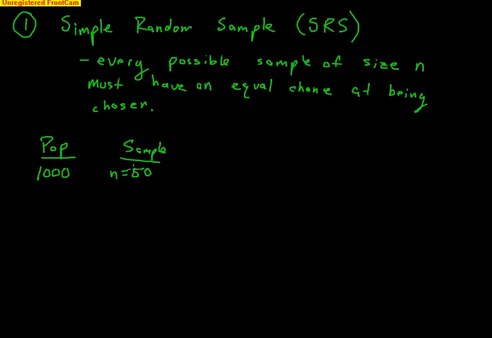Every possible group. So even a group that would, oddly enough, be 50 seniors, that group needs to have a chance of being selected. The group that would have 10 seniors, 10 juniors, 10 sophomores, 20 freshmen must have a chance to be selected. Every group that you could think of that has 50 students in it must have a chance at being selected from the population. That's what makes a simple random sample.